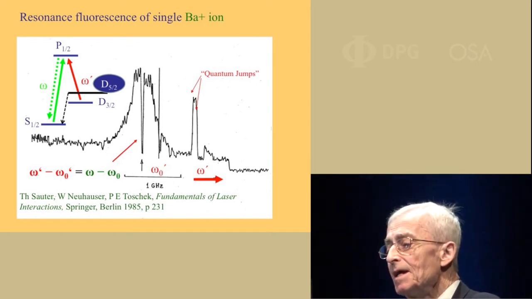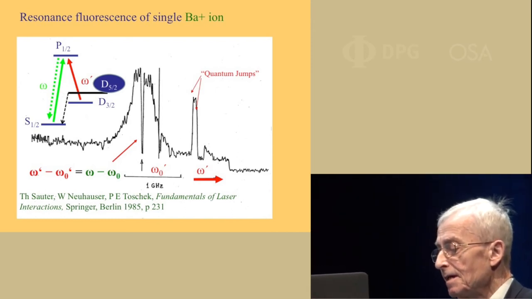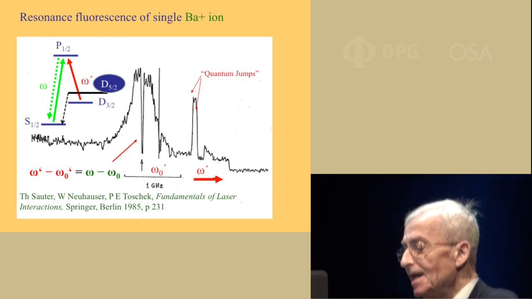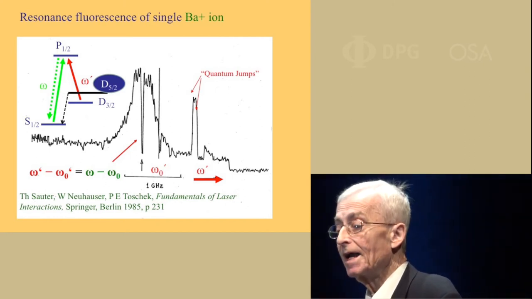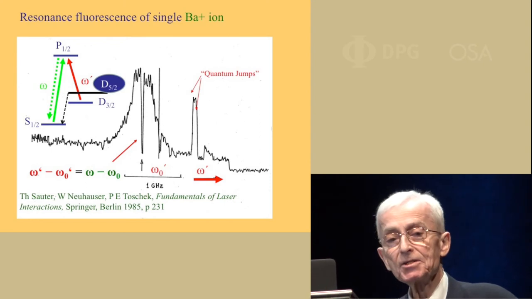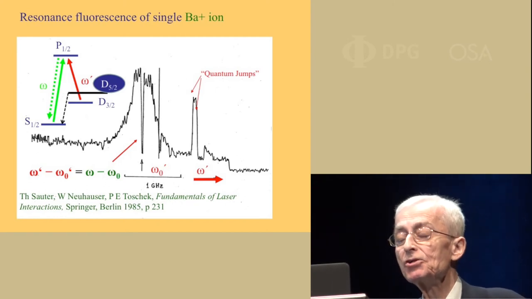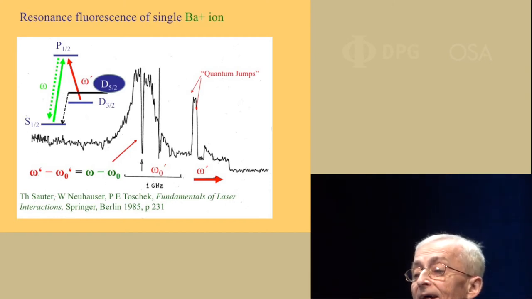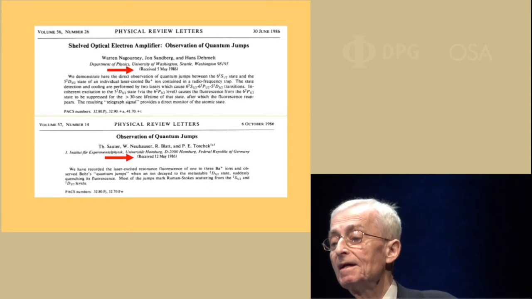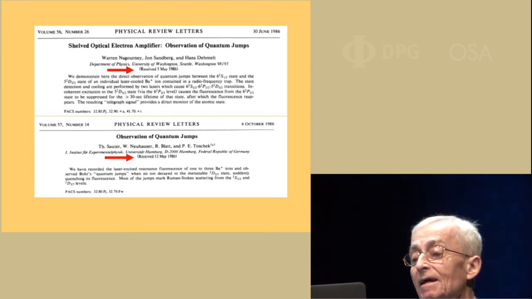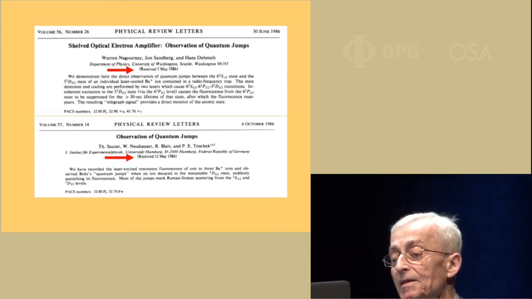But at that time, we were not sure that we had really seen quantum jumps, because there was a possibility that the ion might have left the trap and reappeared again after a while. But after a publication by Cook and Kimble, we were pretty sure that we had seen quantum jumps, and this was published in 1986, almost simultaneously in the group of Hans Dehmelt in Seattle and in our group then in Heidelberg.